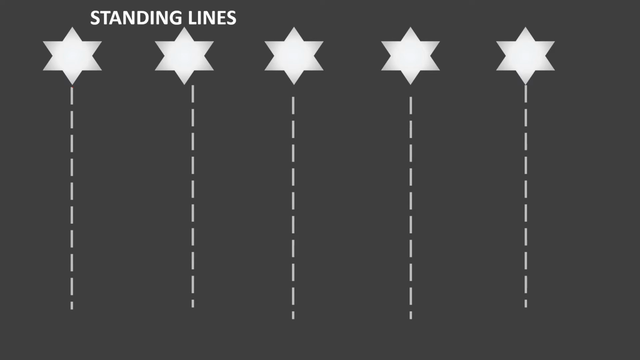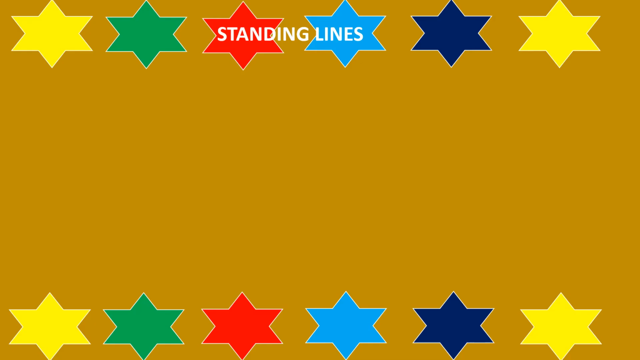Parents can use this as a worksheet. They can draw some stars and some dotted lines and tell the kids to join them, or just trace them with a finger or with a pencil. So kids will learn, okay, when they trace it, this is a standing line. So this can be used as a worksheet.